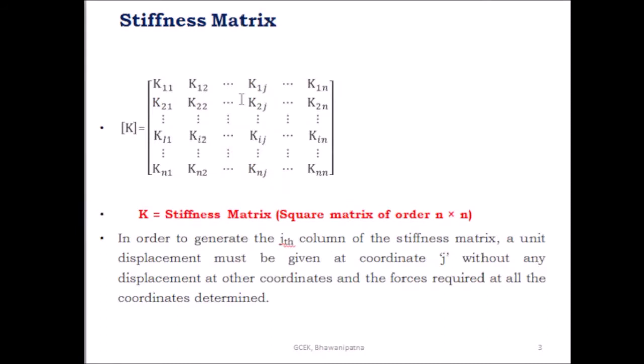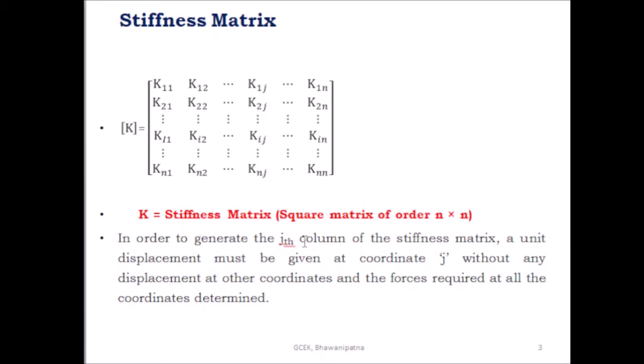Then coming to the stiffness matrix. What is stiffness matrix? The stiffness matrix is a square matrix, denoted by K. K is equal to K11, K12, K1j, K1n, K21, K22, K2j, K2n, Ki1, Ki2, Kij, Kin, Kn1, Kn2, Knj, Knn. These are the stiffness coefficients. K11, K12, these are the stiffness coefficients.